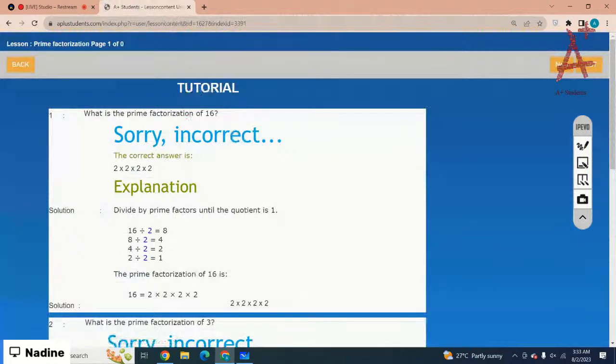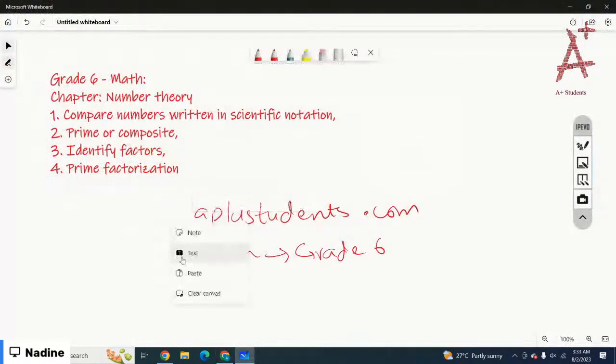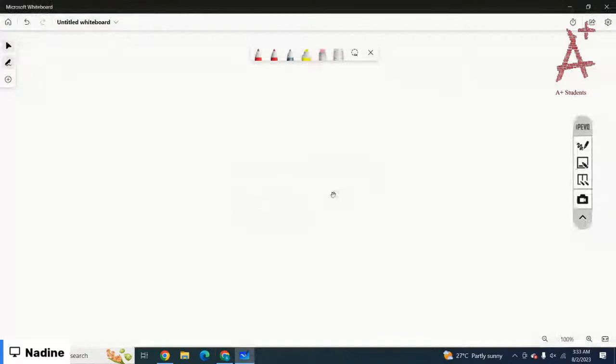Like you have to factorize 16. So how do you factorize 16? You have to start dividing 16 by the smallest prime number. The smallest prime number that can evenly divide 16 is 2. Start dividing. 16 divided by 2 is 8. Now again divide this number by the smallest prime number. You have to divide again and again until you get the answer 1.